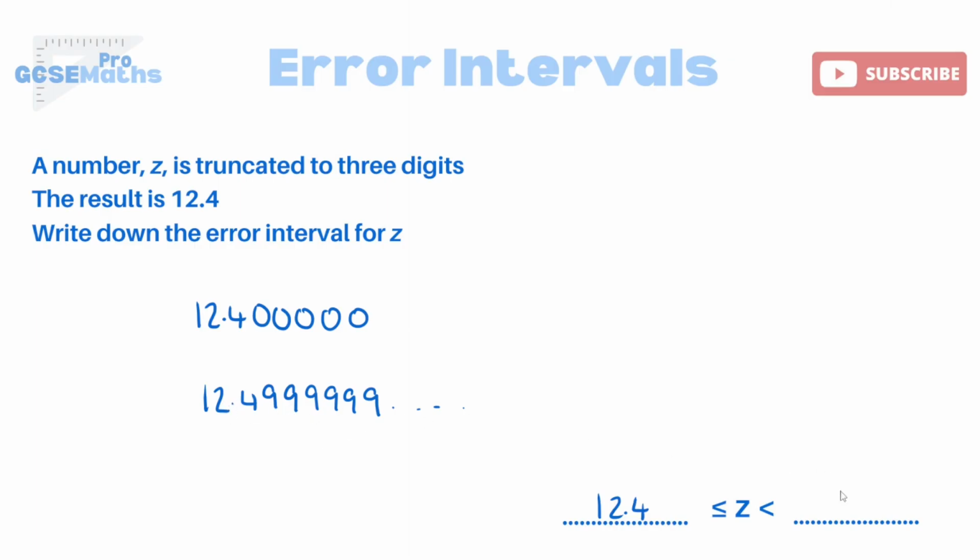So actually the biggest value beyond that is 12.5, isn't it? Because we're including anything slightly less than 12.5, which would have to be 12.4 something, wouldn't it? Because it's not equal to 12.5, it's just anything less than that. So that's my error interval, 12.4, 12.5.